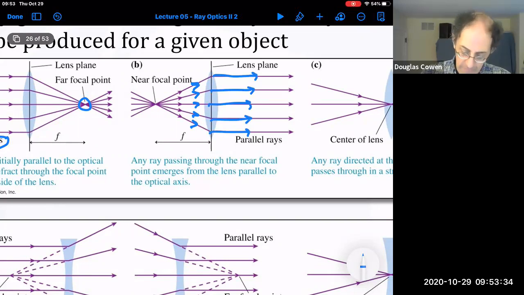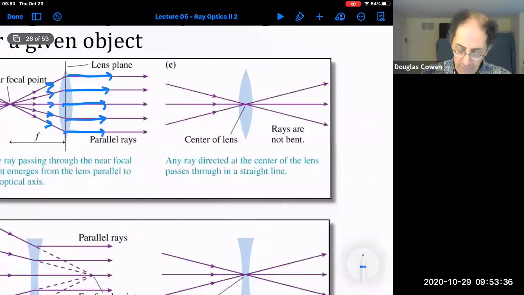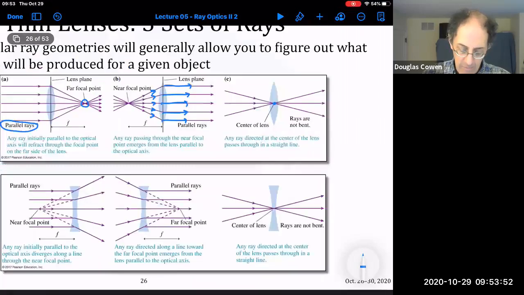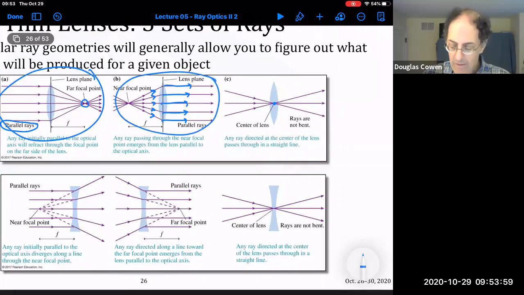And finally, if the rays go right through the center of the lens, then they will not be refracted at all. So those rays are not bent at all. They just go straight through. So those are the three sets of rays. There's parallel rays coming in. There are rays coming from a focal point going out, and they emerge parallel. And then there are rays that go through the center.